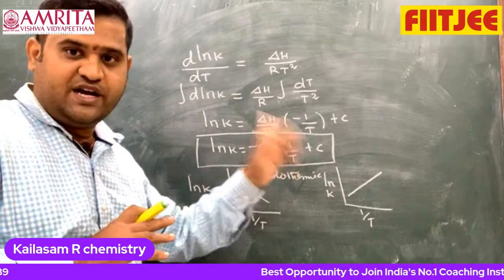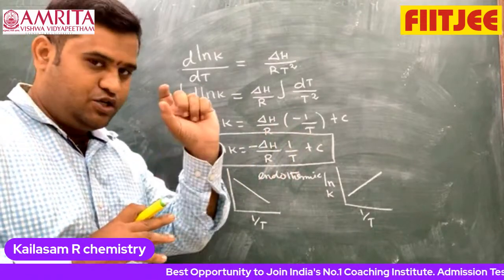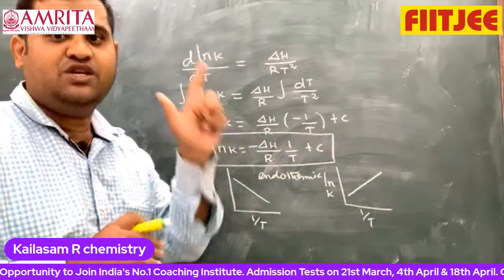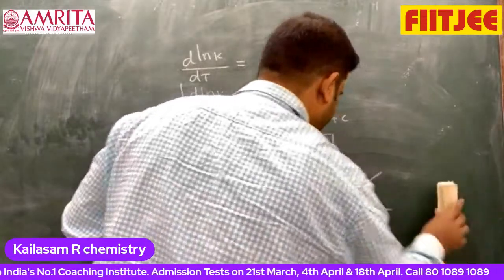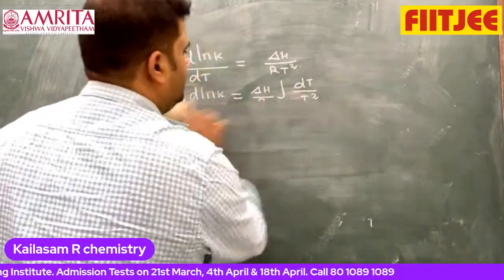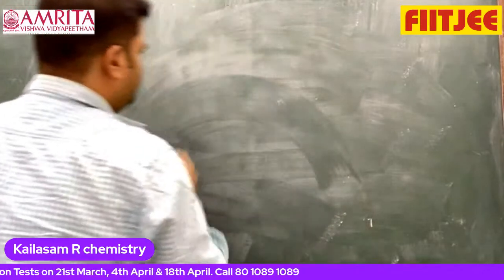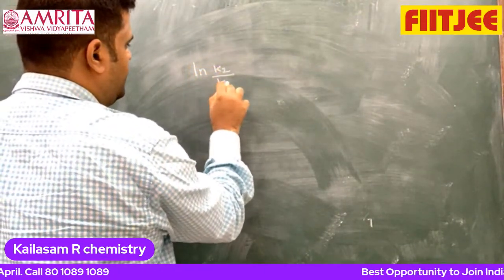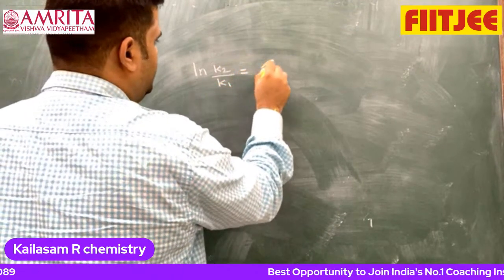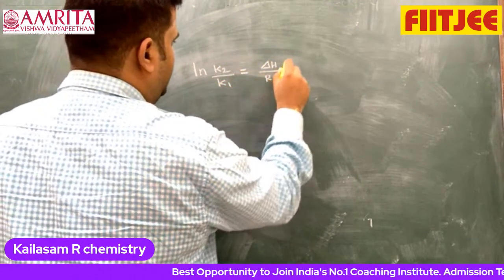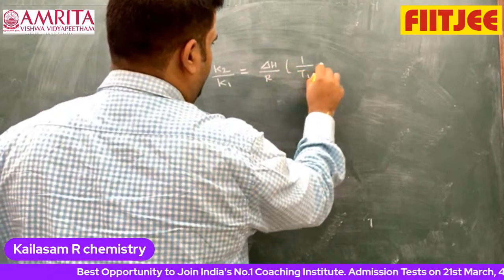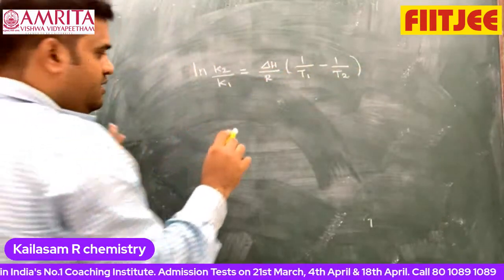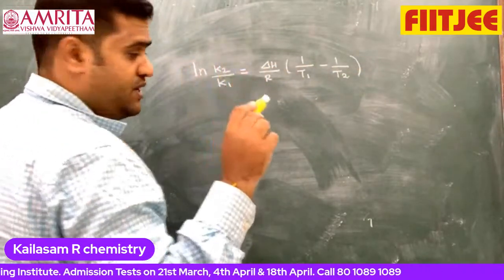Suppose two different temperatures are given. Assume that during that short range of temperature, delta H of the process remains constant. Now I can write the equation: ln K2 by K1 is equal to delta H by R times (1 by T1 minus 1 by T2). Now from this, listen to me.